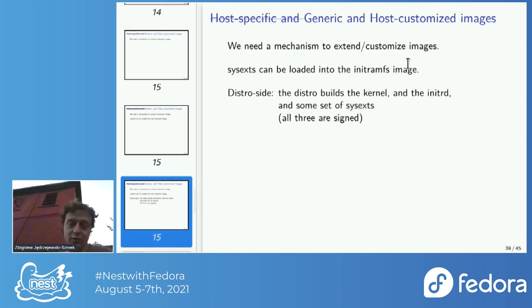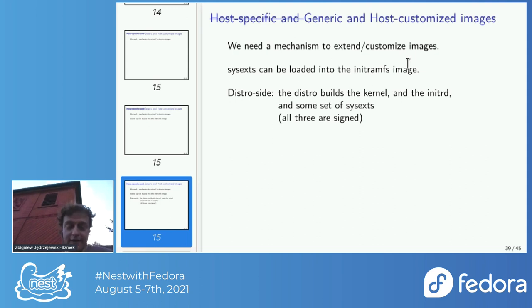So the idea is that we would build the kernel as we do in the distribution infrastructure, and sign it there. We would build an Initrd that matches the kernel, also sign it, and then build some curated set of system extensions, like for example for networking or for iSCSI or, I don't know, SSHD in the Initrd and so on. And each one would be signed again, right? Because it's built from distribution packages, so we trust the contents.